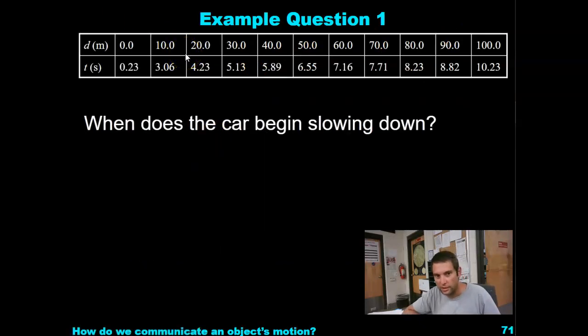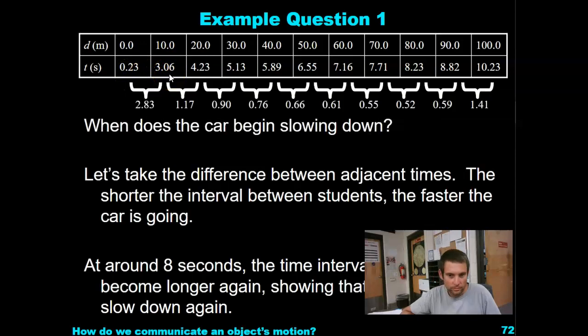When does the car begin slowing down? So, looking at the data table, we have this distance that has been traveled, and then we have this time that has elapsed. So, 0.23 seconds have elapsed, 3.06. We've got to look at the difference between the adjacent times to get that elapsed time.